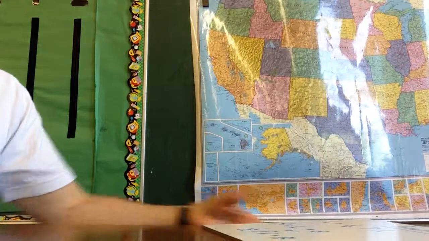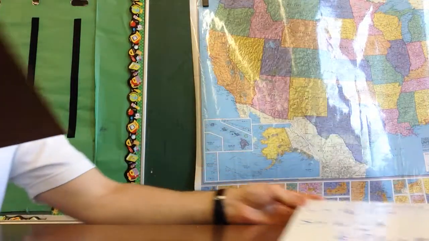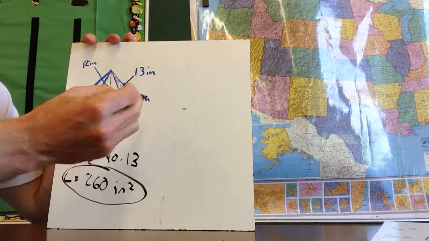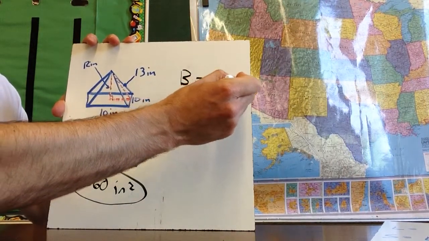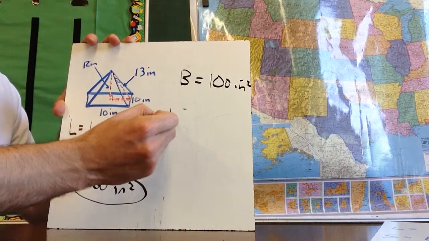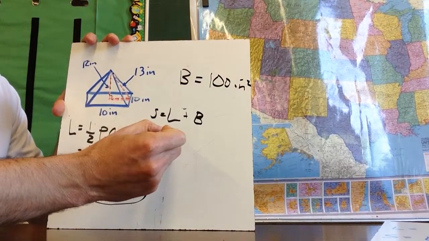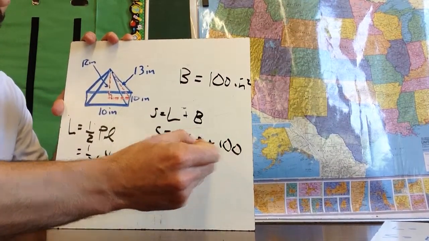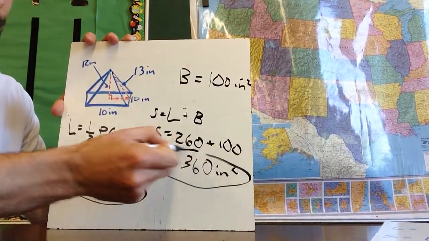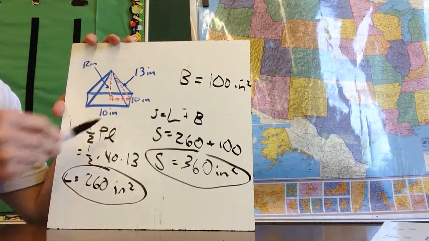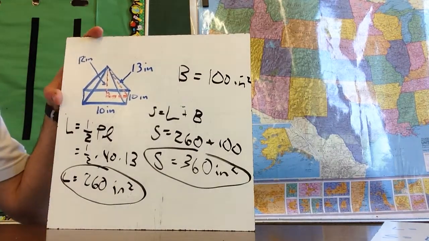Okay, so that's my lateral area. Now, coming back to our formula, the surface area is the lateral area plus the area of the base. So now I just need to find the area of the base, which is 10 times 10, so that's 100 square inches. So surface area is going to be L plus B, 260 plus 100, so my surface area is 360 square inches. That's why I want to find the lateral area first, because then it's much easier to find the surface area. So that's how you find the surface area of a pyramid.